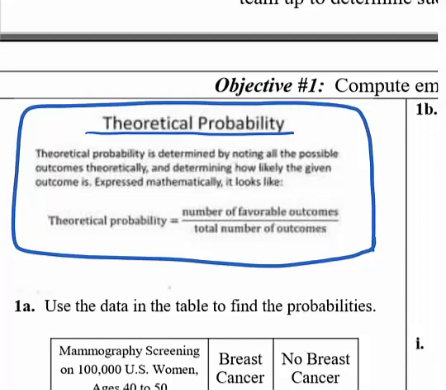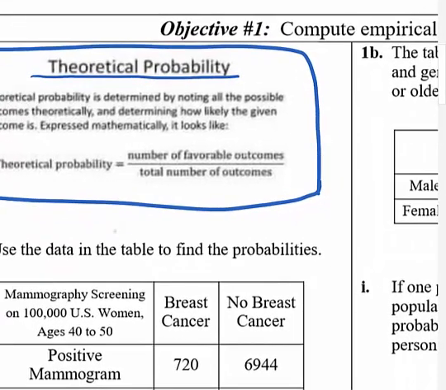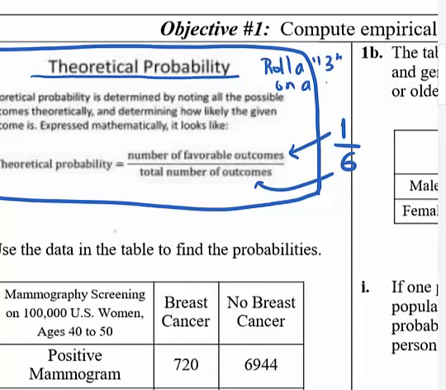Expressed mathematically, we always write it as a fraction. The numerator is the number of favorable outcomes. So for example, if you wanted to roll a 3, there's only one way to get that. So it'd be 1 over the total number of outcomes if you roll a die, which is 6. So if you want to roll a 3 on a 6-sided die, then the probability would be 1 out of 6, or 1/6 as a fraction.